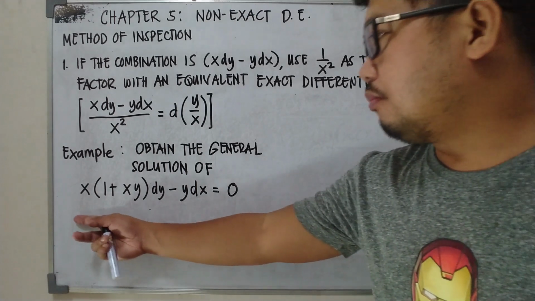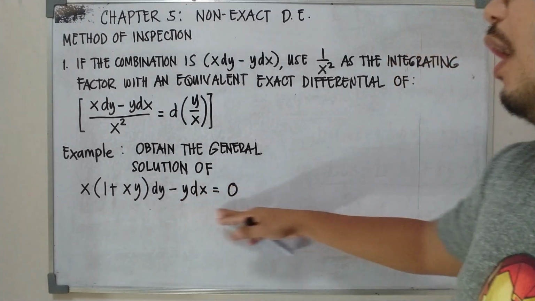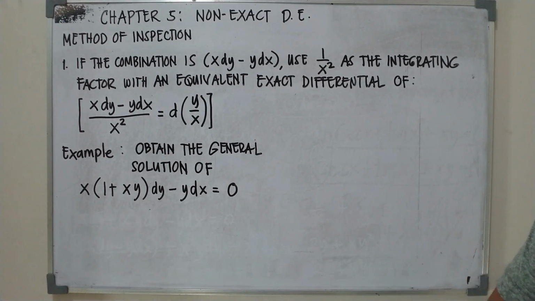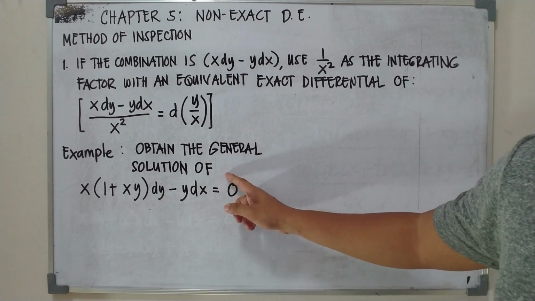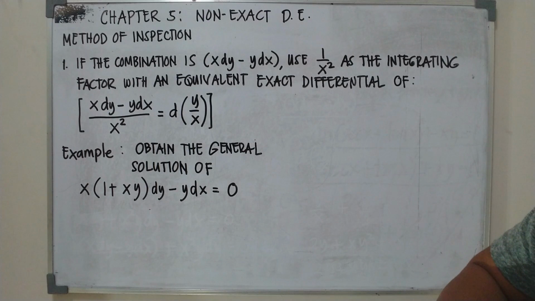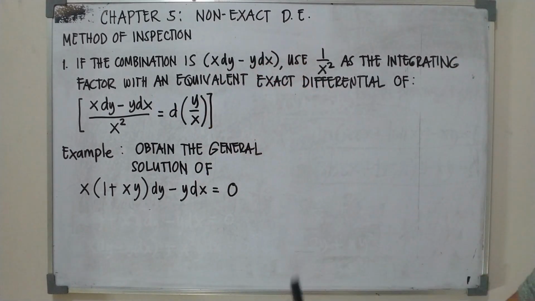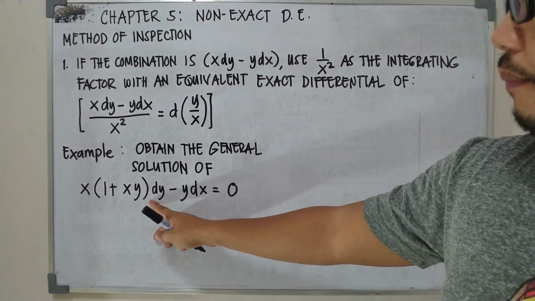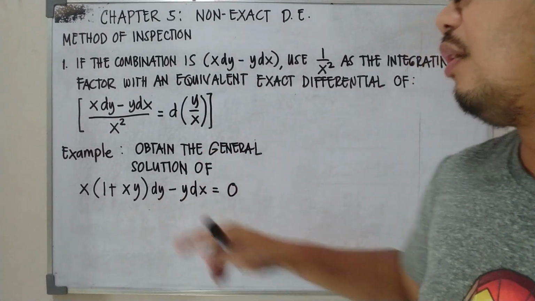So, let us assume that this is already a non-exact differential equation, and we need to find the general solution. Let us use this combination. Let us check if there is a combination in this equation, this x dy minus y dx. Let us see, we have here x times 1 times dy minus y dx. So, distribute the dy in this equation.